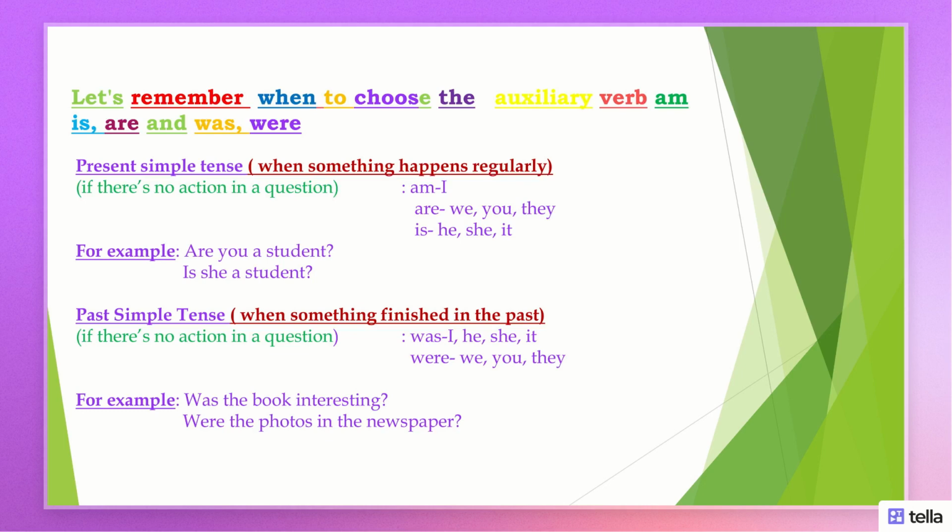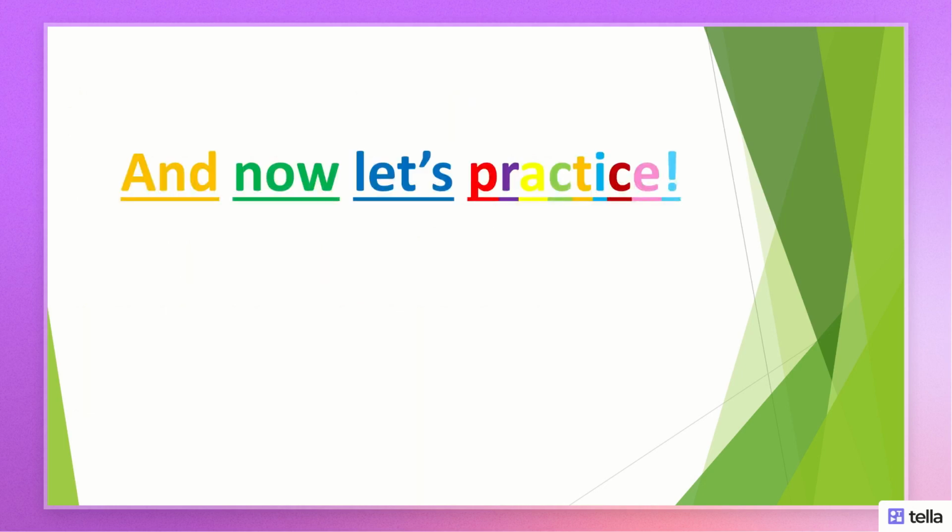Okay, if we're making a question in the past simple tense, and if there is no action in a question, then we have to use auxiliary was with pronouns I, he, she, it, or were with pronouns we, you, they. For example, was the book interesting, or were the photos in the newspaper? Okay, good job. And now let's practice.